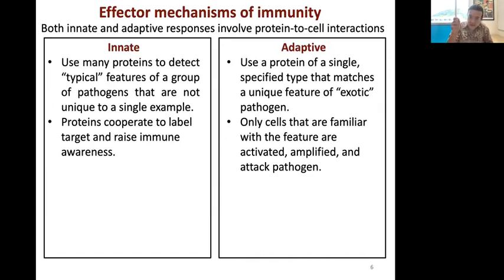On the other side, your adaptive side, right? Because it's way more specific, rather than using a whole bunch of generic proteins, by definition, what we are talking about is using very specific proteins of a very specific type or shape that matches a unique feature on this exotic pathogen. And only cells that are familiar and trained to recognize this feature are then chosen to be amplified, mobilized, and put to work attacking the target.